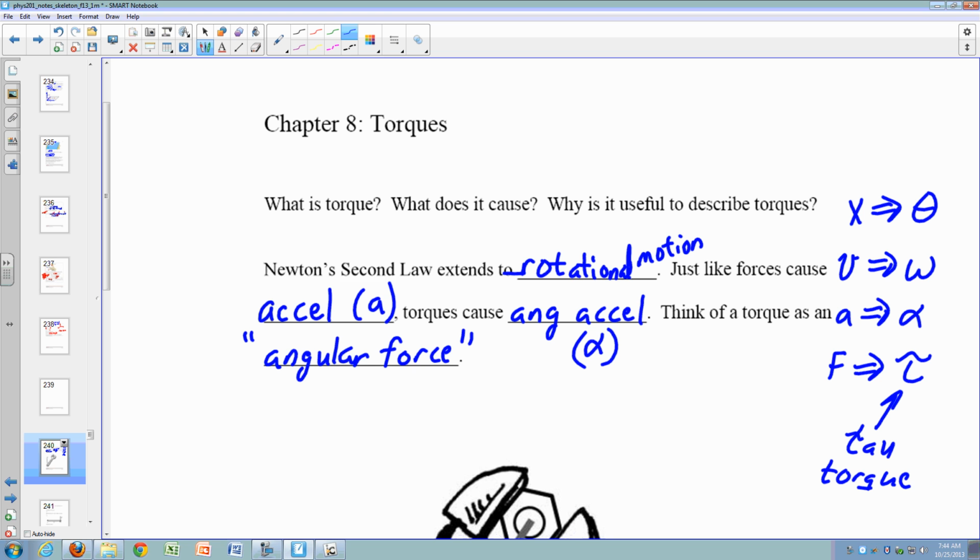Just carrying along in this stream. Now, we don't call torque an angular force. That's why I put it in quotes. So don't go off telling people that a torque is an angular force, because that's not really an official term. But we can think of it in that way, that it's a force that causes rotational motion.